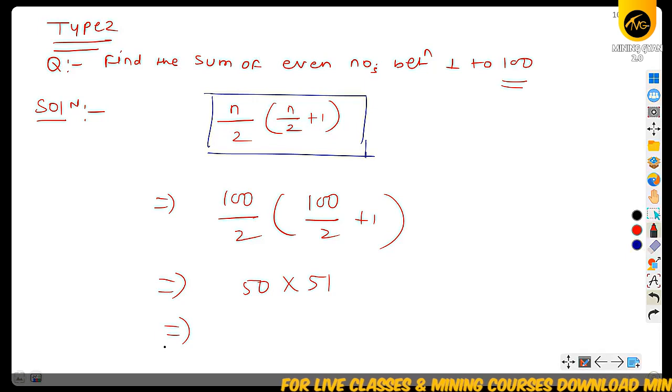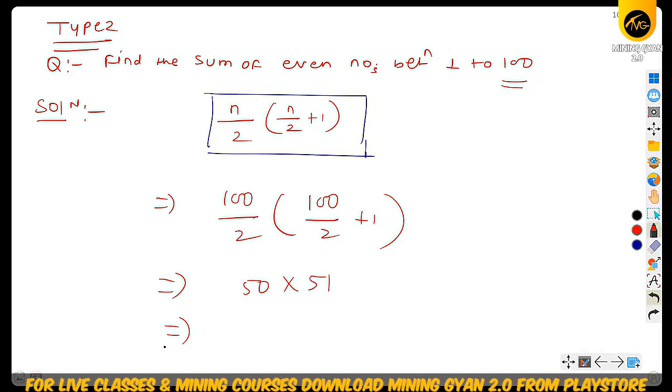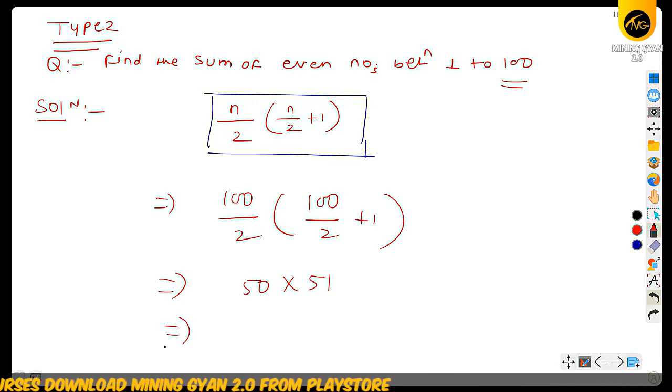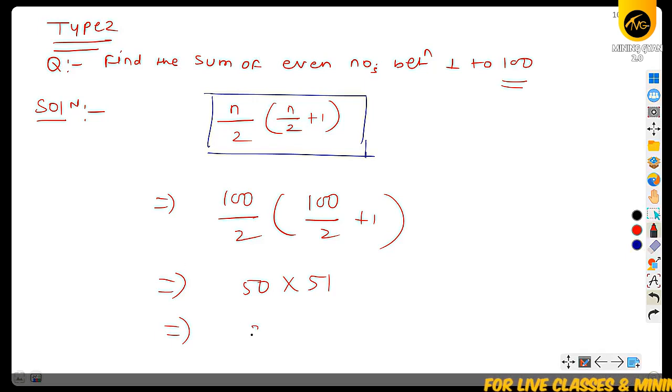In this case, we do not have to use the minus portion, because these are even numbers, which go up by 2. That's why you don't need to subtract any remaining portion, because it already starts from 1 to 100. Now just multiply 50 and 51. What is the answer? 5 fives are 25, and 50. So that means 25 into 50 is the answer.